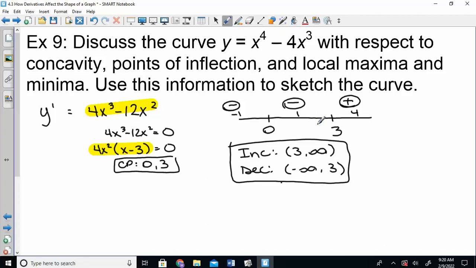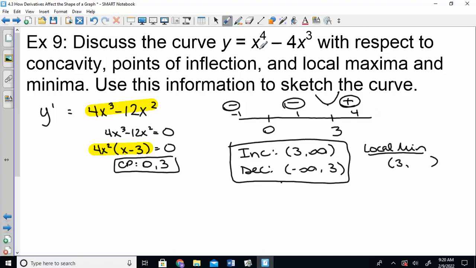So from this, does anything happen at 0 if you were decreasing and you continue decreasing? No. At 3, we were decreasing and then we switched to increasing. So what happened at 3? Local max or local min? We are going to be drawing graphs, so we need the full ordered pair for that.